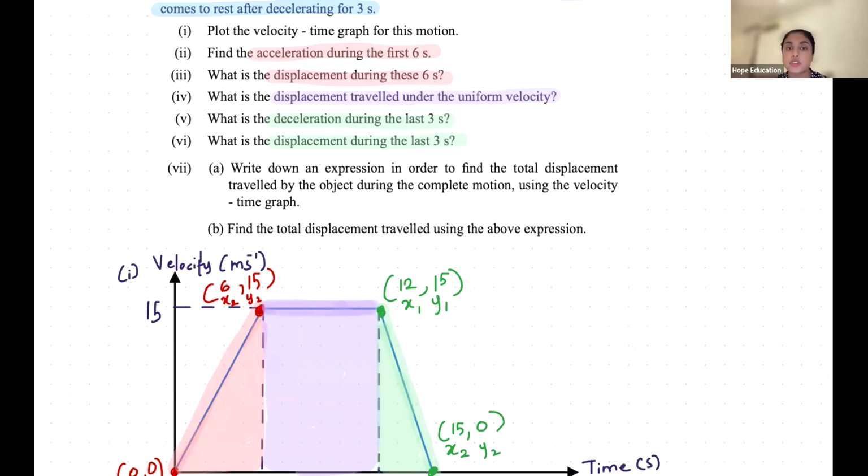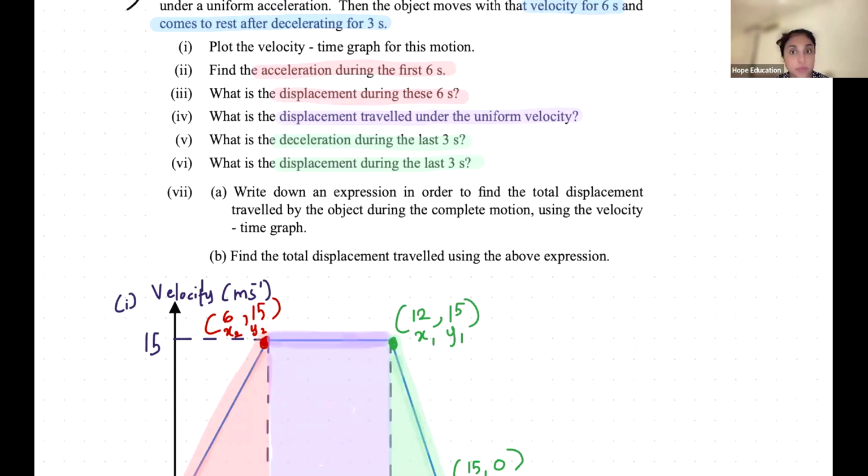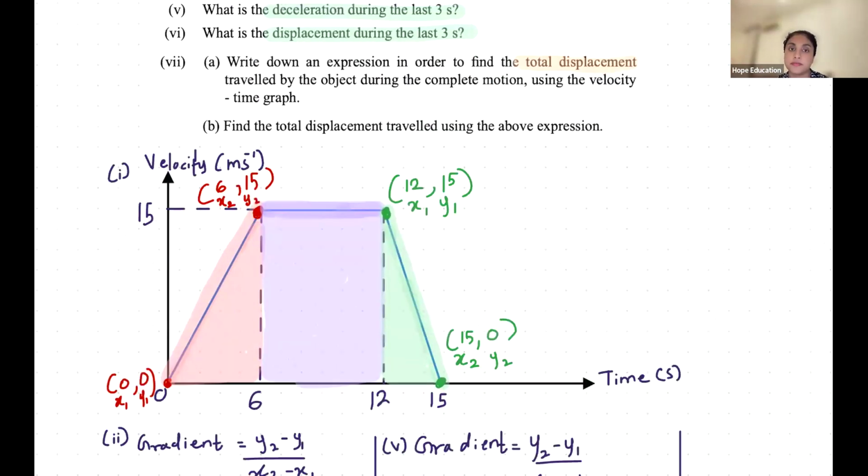Now let's move on to the next question. Write down an expression in order to find the total displacement traveled by the object during the complete motion using the velocity time graph. Can I find the total displacement of this whole graph at once? Can I find the total displacement of this graph at once? What do you think?